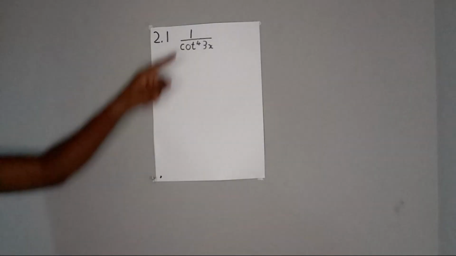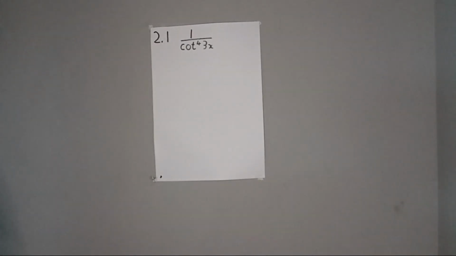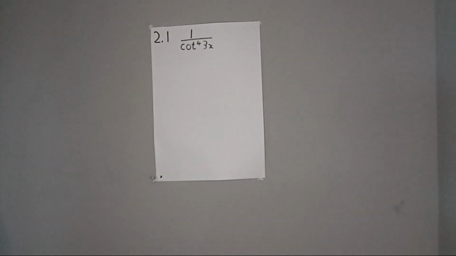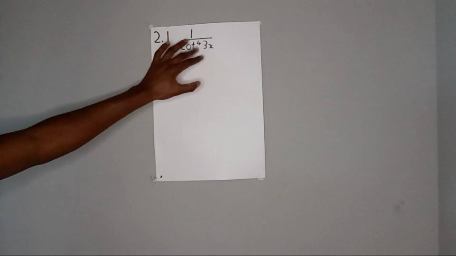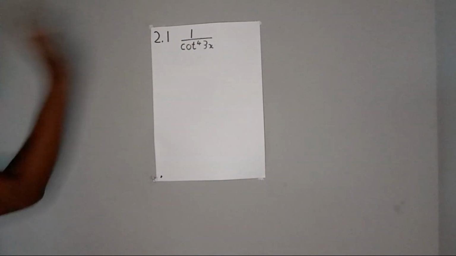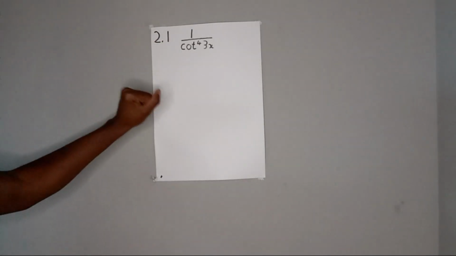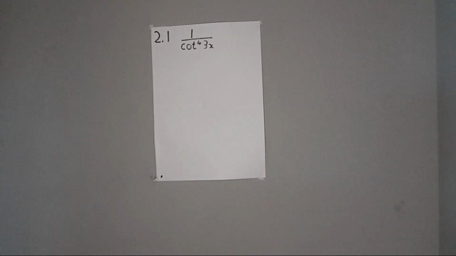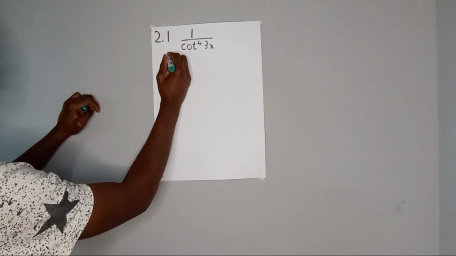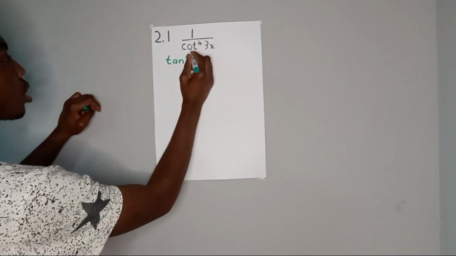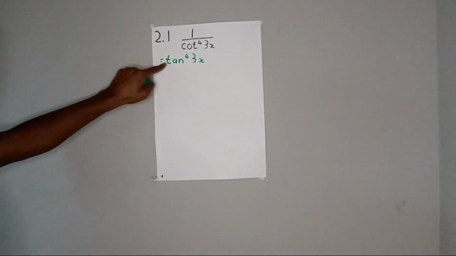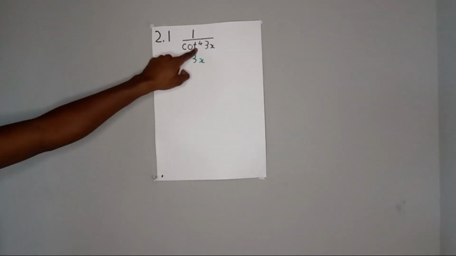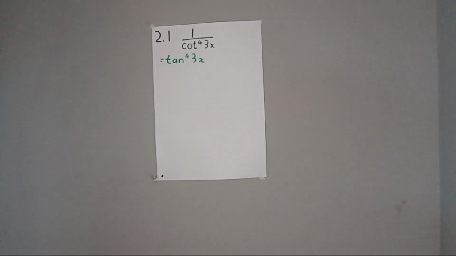First things first, we've got 1 over cot to the power of 4 3x. Now, when we're integrating this, we can't do anything yet. But the first thing we're going to do is convert this to its inverse, which is tan to the power of 4 3x. Remember, the inverse of cot is tan, right?